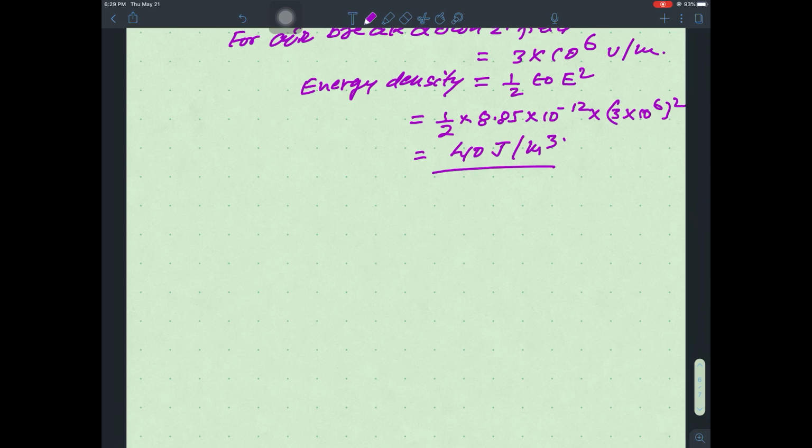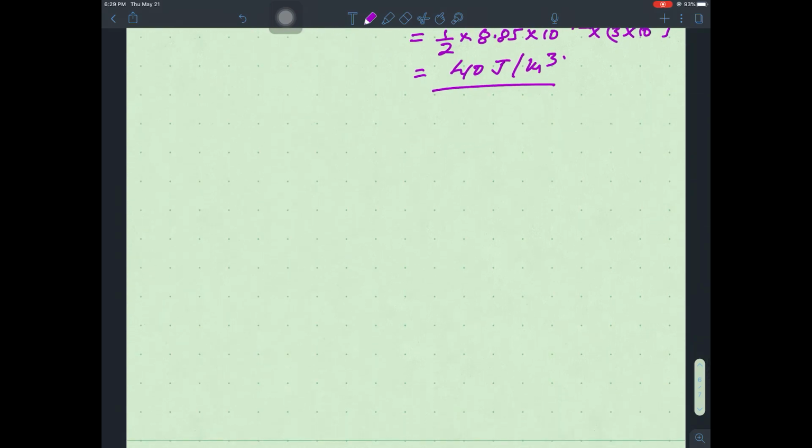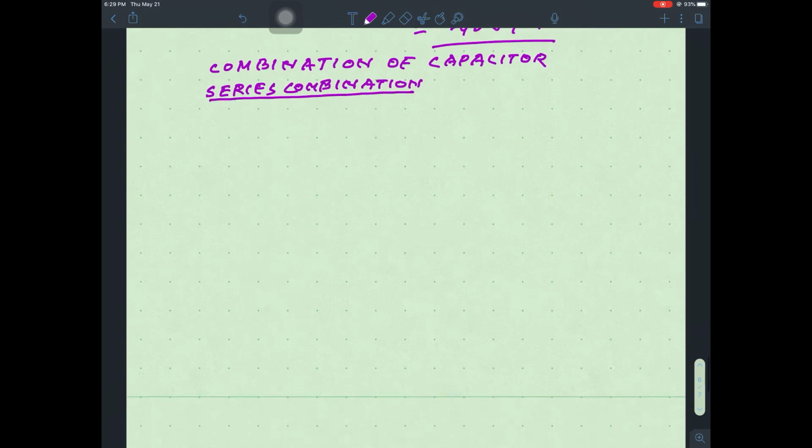Now we will try to discuss the combination of capacitors. Generally capacitors are combined in two ways: one is the series combination of capacitors and the other is the parallel combination of capacitors. First we will try to discuss the series combination of capacitors.